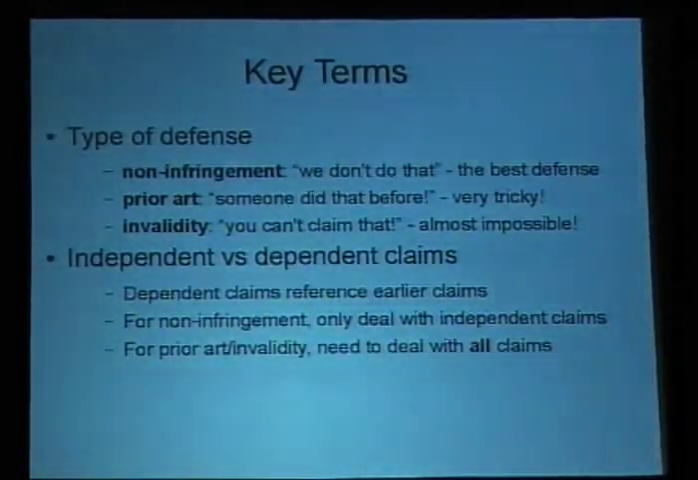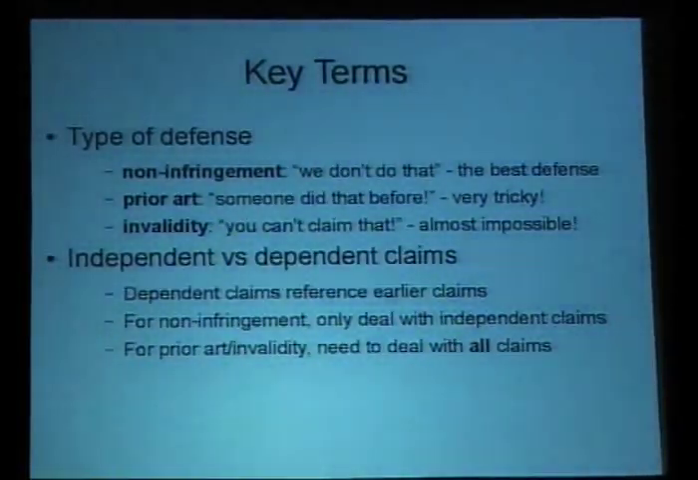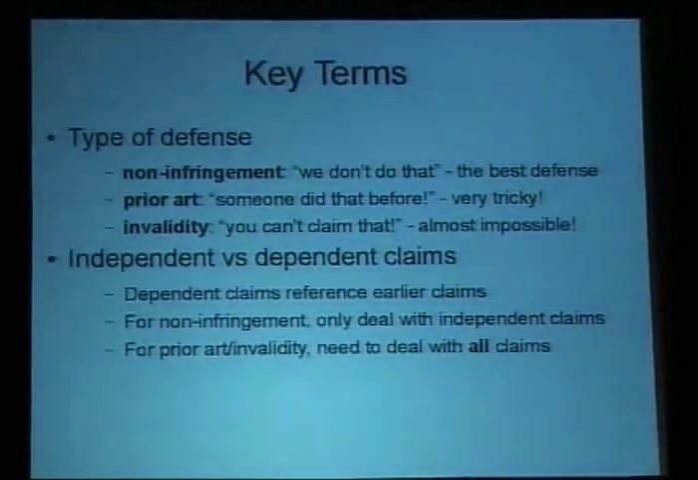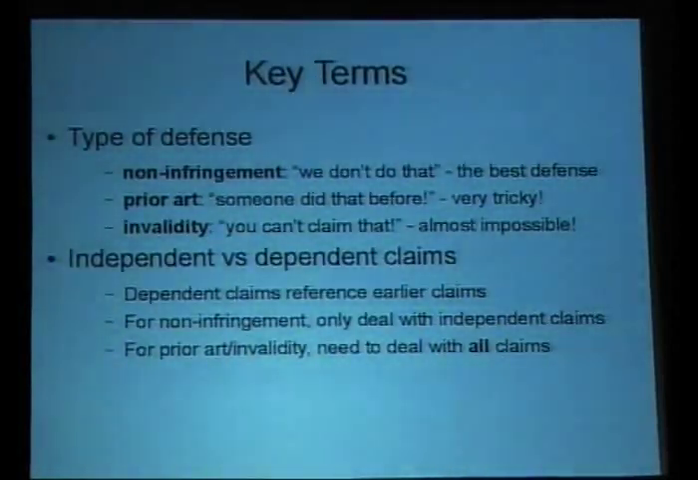Okay. So the next key terms you need to understand in order to understand these types of defense are independent versus dependent claims. A patent has lots of different parts. The most important part of a patent is a series of claims, and that is the part that the patent holder is actually claiming the monopoly on. That's the part they're saying, we own this bit of this idea, right? And that's what the patent office has said, yeah, we're going to give them that idea. They own that idea. Okay.